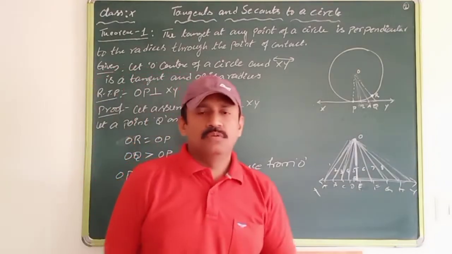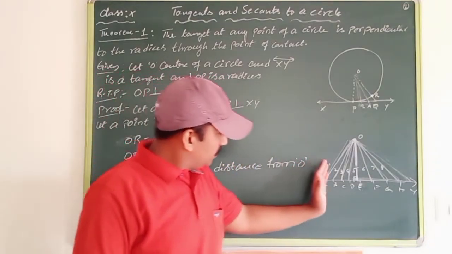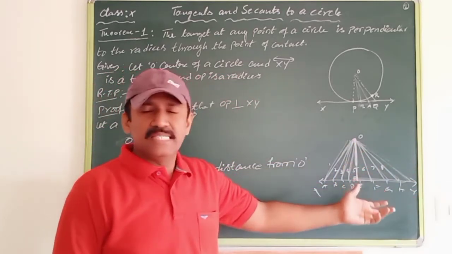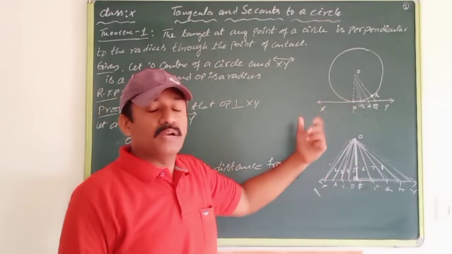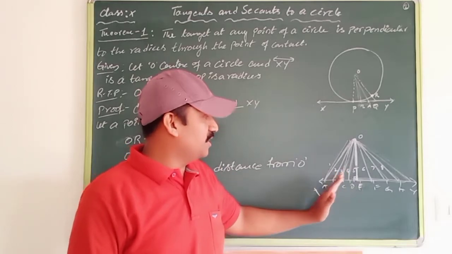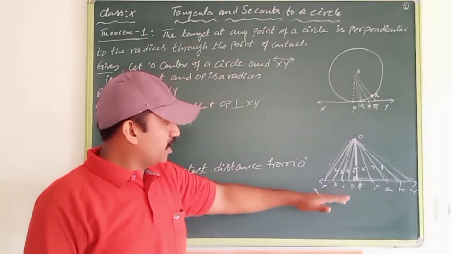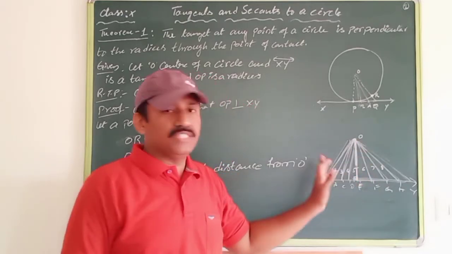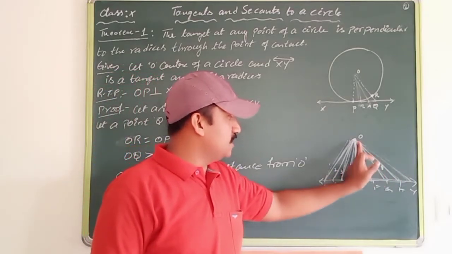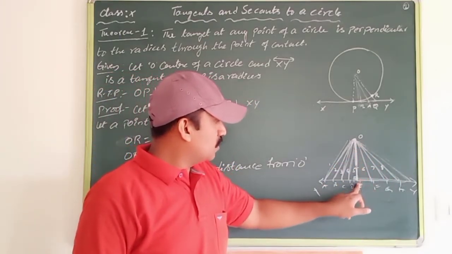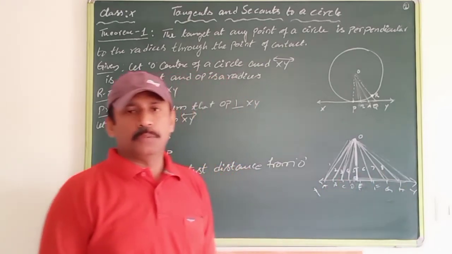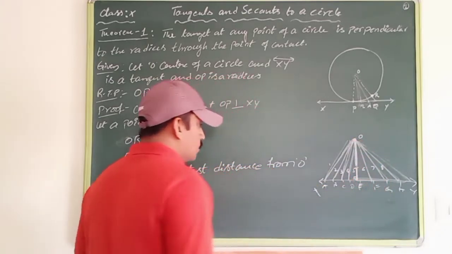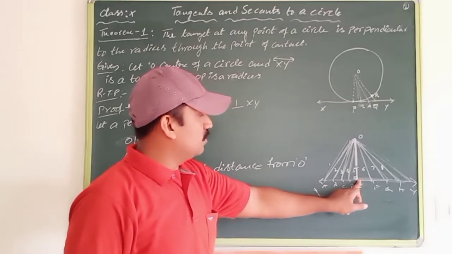Now let me know which is the shortest distance among all of these. OE. This is what we discussed before entering the problem. OE is the shortest distance on XY, right? So the shortest distance means what? Perpendicular. The perpendicular line on XY is the shortest distance. Got it? So here the shortest distance is OE because we have the perpendicular line, so we can say OE is perpendicular to XY.